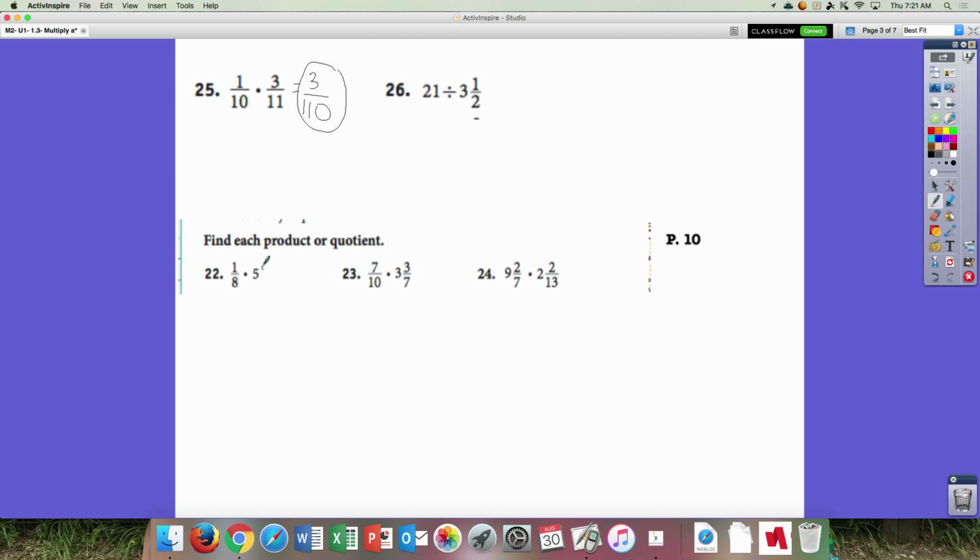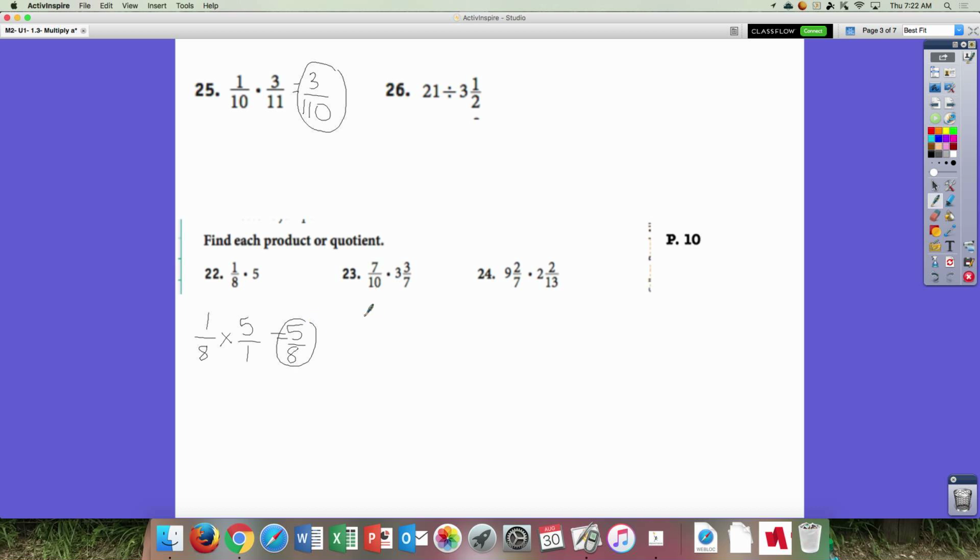Whenever we have a whole number, like 5, what do we put on the bottom to make that into a fraction? What do we put? A 1, because that doesn't change. 5 over 1 is still 5. So again, multiply across. What's 1 times 5? 5, good. What's 8 times 1? 8, good. So 5/8 is what you should get, all right?